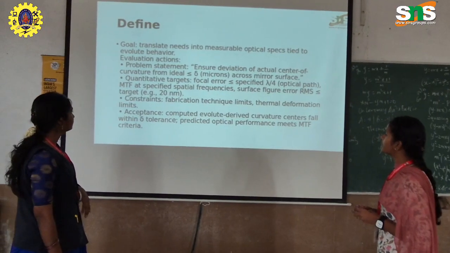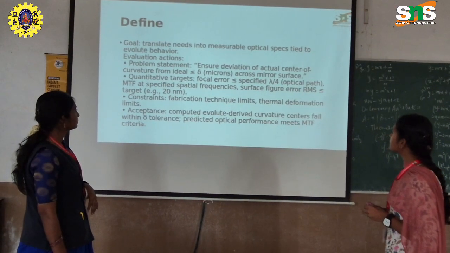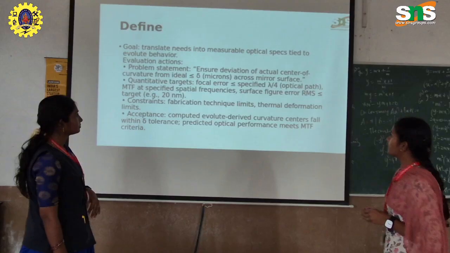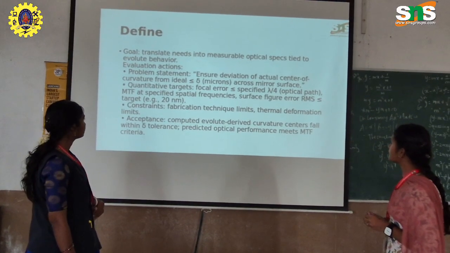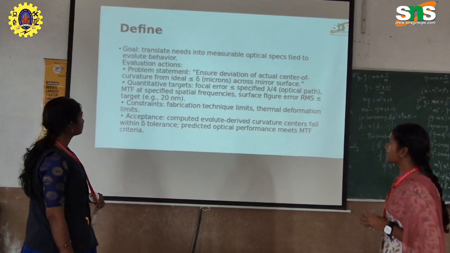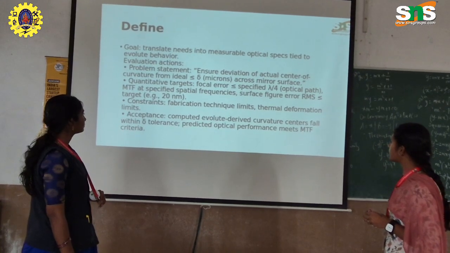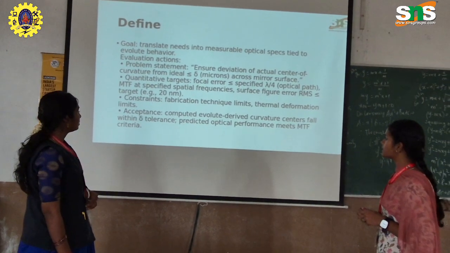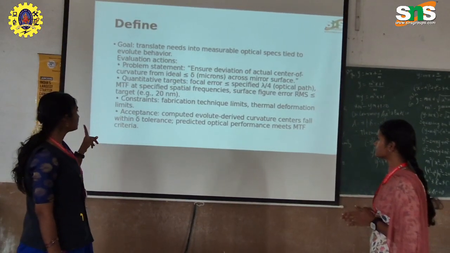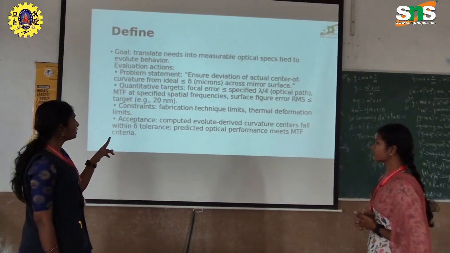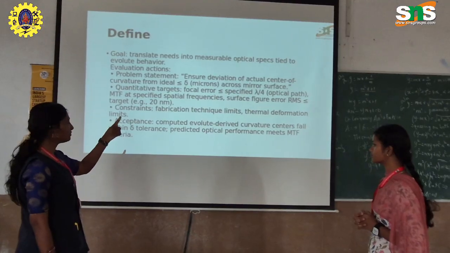Quantitative targets: focal error less than or equal to specified lambda by 4, MTF at specified spatial frequencies, surface figure error RMS less than or equal to target. Constraints: fabrication technique limits, thermal deformation limits. Acceptance: so what do we have to accept? Computed evolute-derived curvature center falls within the delta tolerance, and predicted optical performance meets the MTF function defined earlier in the previous step.